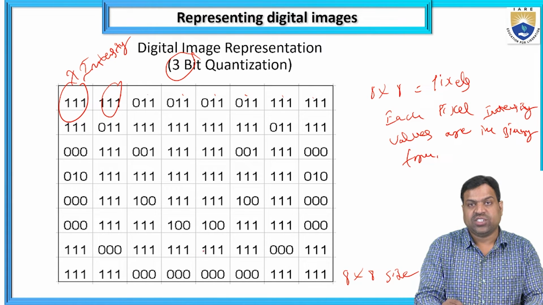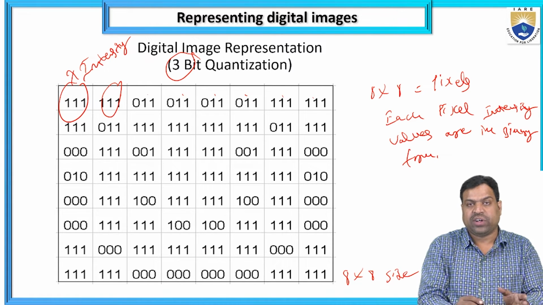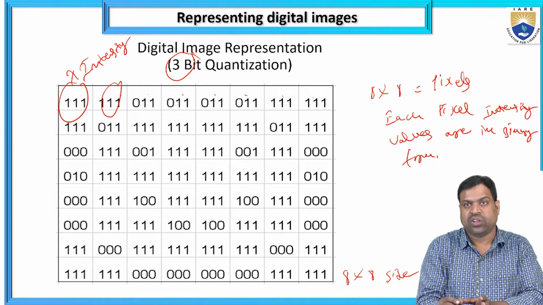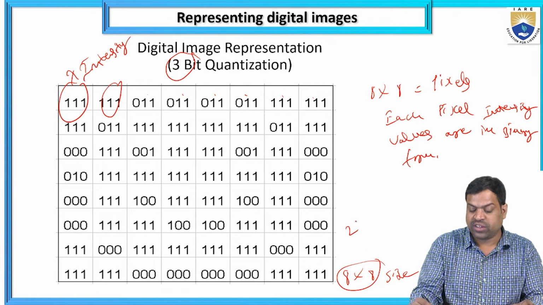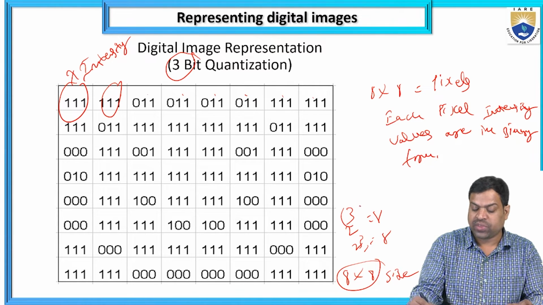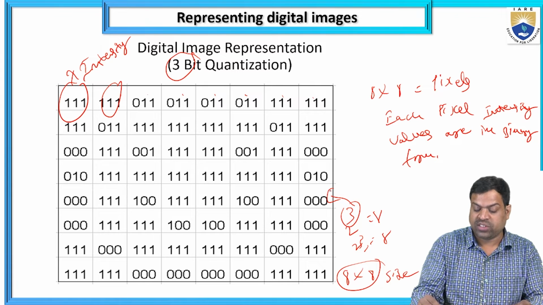Each of the intensity values is converted into 3-bit quantization. Why? Because it is an 8-bit. 2 cubed equals 8, so 3 means 3-bit data. It is a 3-bit data.